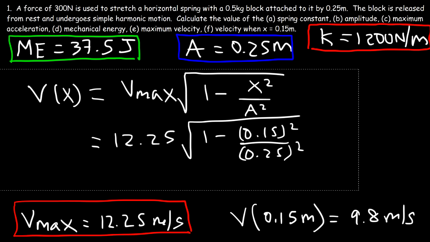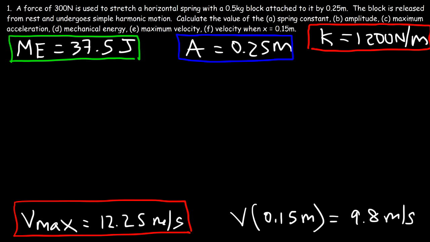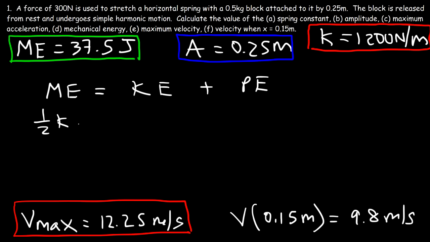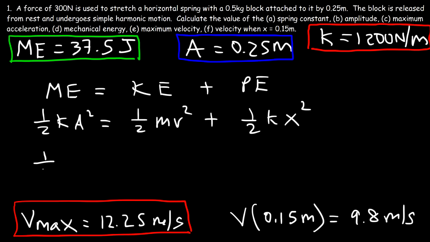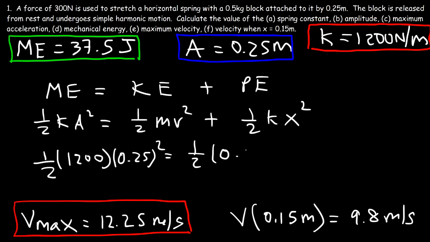Now, the other way to get the answer is conservation of energy. So at this position, this would correlate to point D, which is between points C and E. So if it's not at the center or at the edge, if it's anywhere in between, you can set mechanical energy equal to kinetic plus potential energy. So the mechanical energy is 1/2 kA squared. The kinetic energy is 1/2 mv squared. And the elastic potential energy is 1/2 kx squared. So let's plug in what we have. k is 1200. The amplitude is 0.25. And then that's going to be 1/2 times the mass of 0.5, and we're looking for v, plus 1/2 times k, which is 1200, times x, which is 0.15.